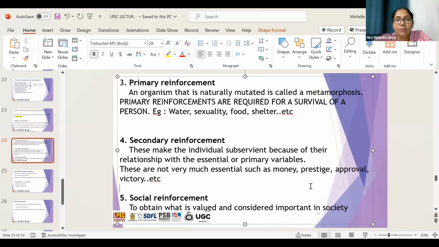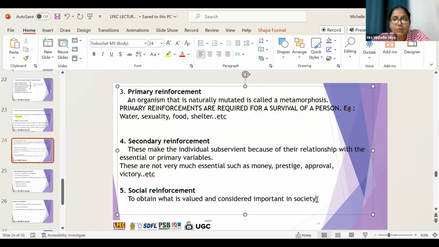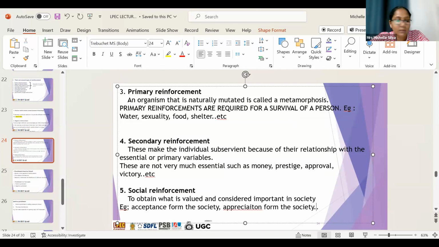An example of social reinforcement is acceptance from the society, then appreciation from the society, approval from the society, etc.